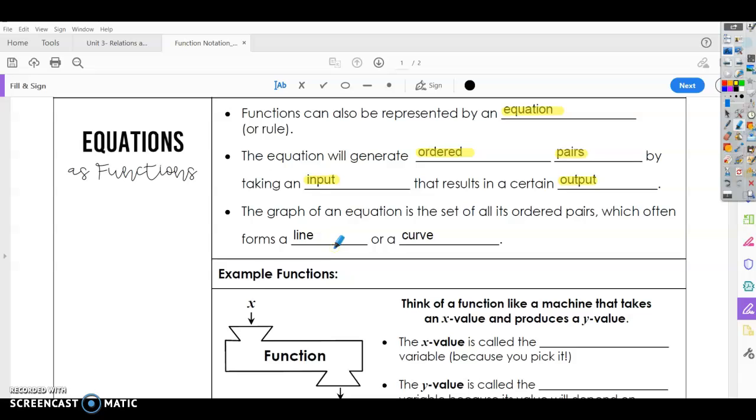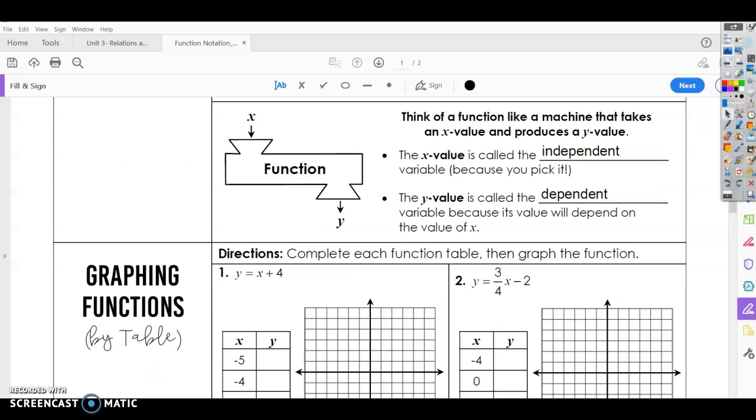The graph of an equation is the set of all its ordered pairs, which often forms a line or a curve. All right, moving on down, we're going to look at another way to look at a function. Think of a function like a machine that takes the x's and produces the y's. What it does is it takes your x, puts it into the function, and out comes the y. So your x is your input and the y is your output.